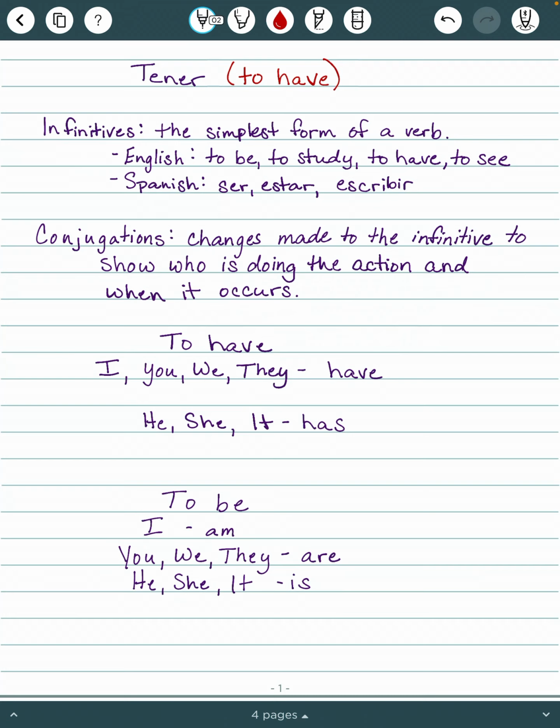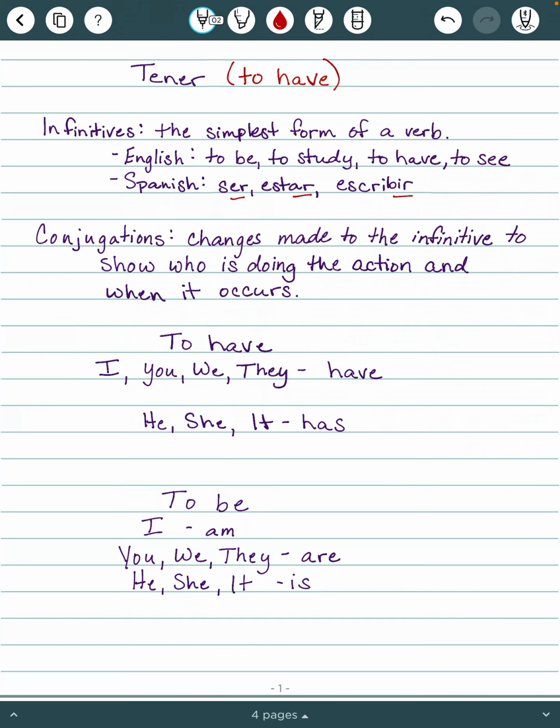First off, infinitives. These are the simplest form of a verb. We don't know who is doing the action or when this action is taking place. It's just to be, to study, to have, to see. I don't know who is seeing something. I don't know when that person is seeing the thing. It's just to see. Now in Spanish, all infinitives end in either AR, ER, or IR.